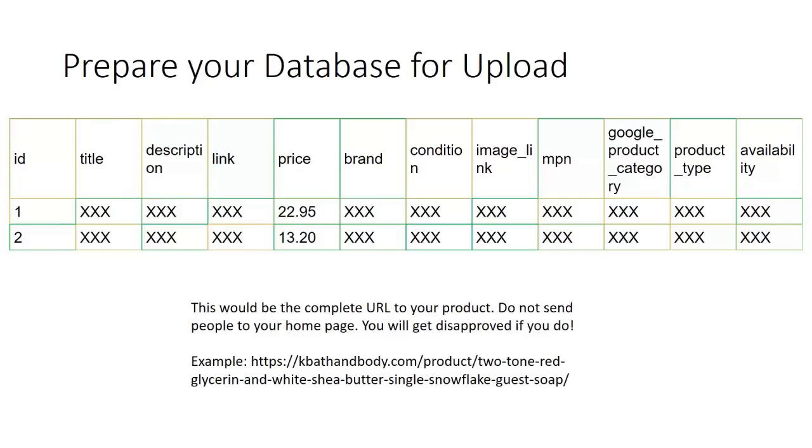Okay, the next one is the description. Stick to the facts for the best results. If you're advertising silverware, maybe you might want to say what it's made out of, what its size is, what color it is, stuff like that. And you can add a couple things in the description as well to promote the item a little bit. Okay. So the next one is the link. Now, this will be the complete URL to your product. Do not send people to your home page. You'll get disapproved if you do.